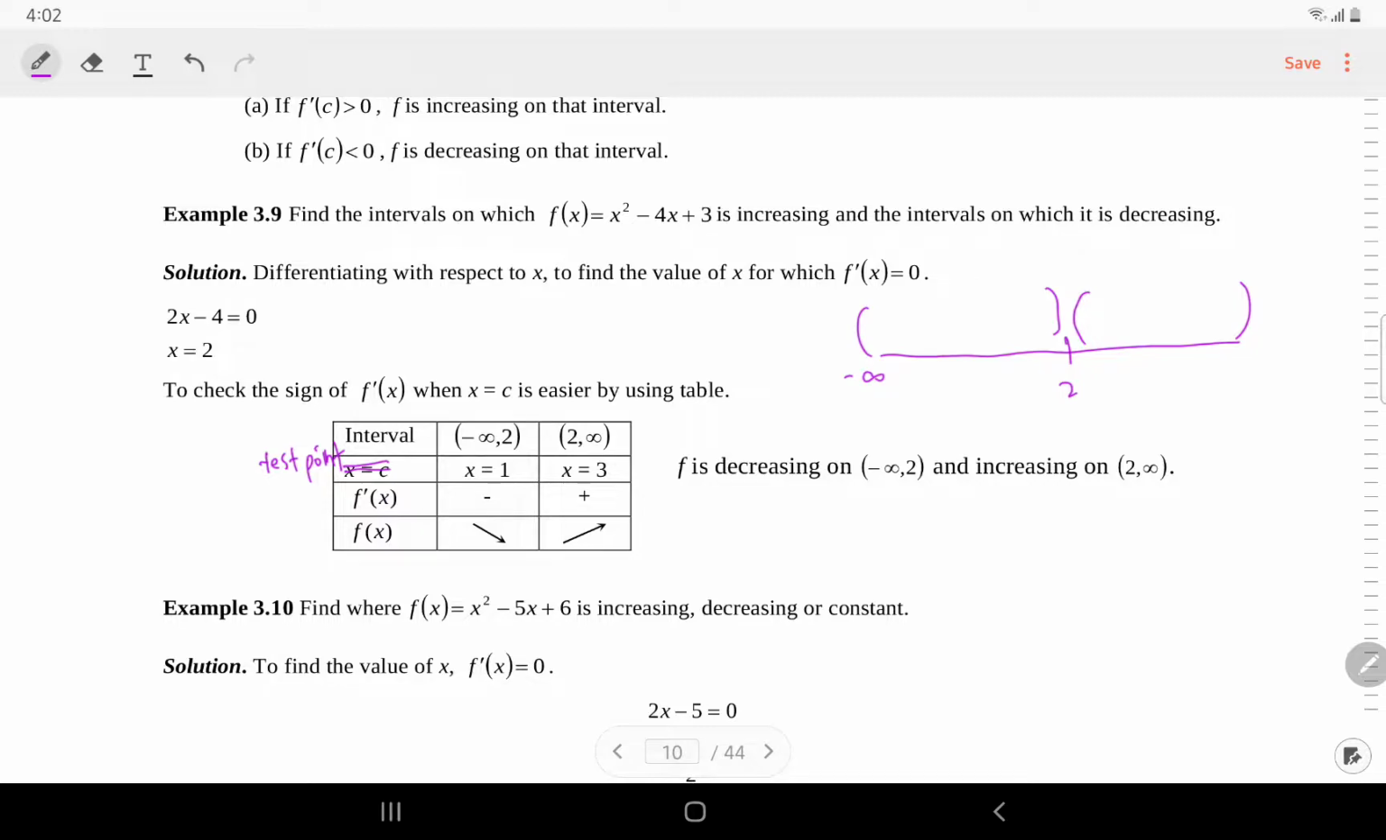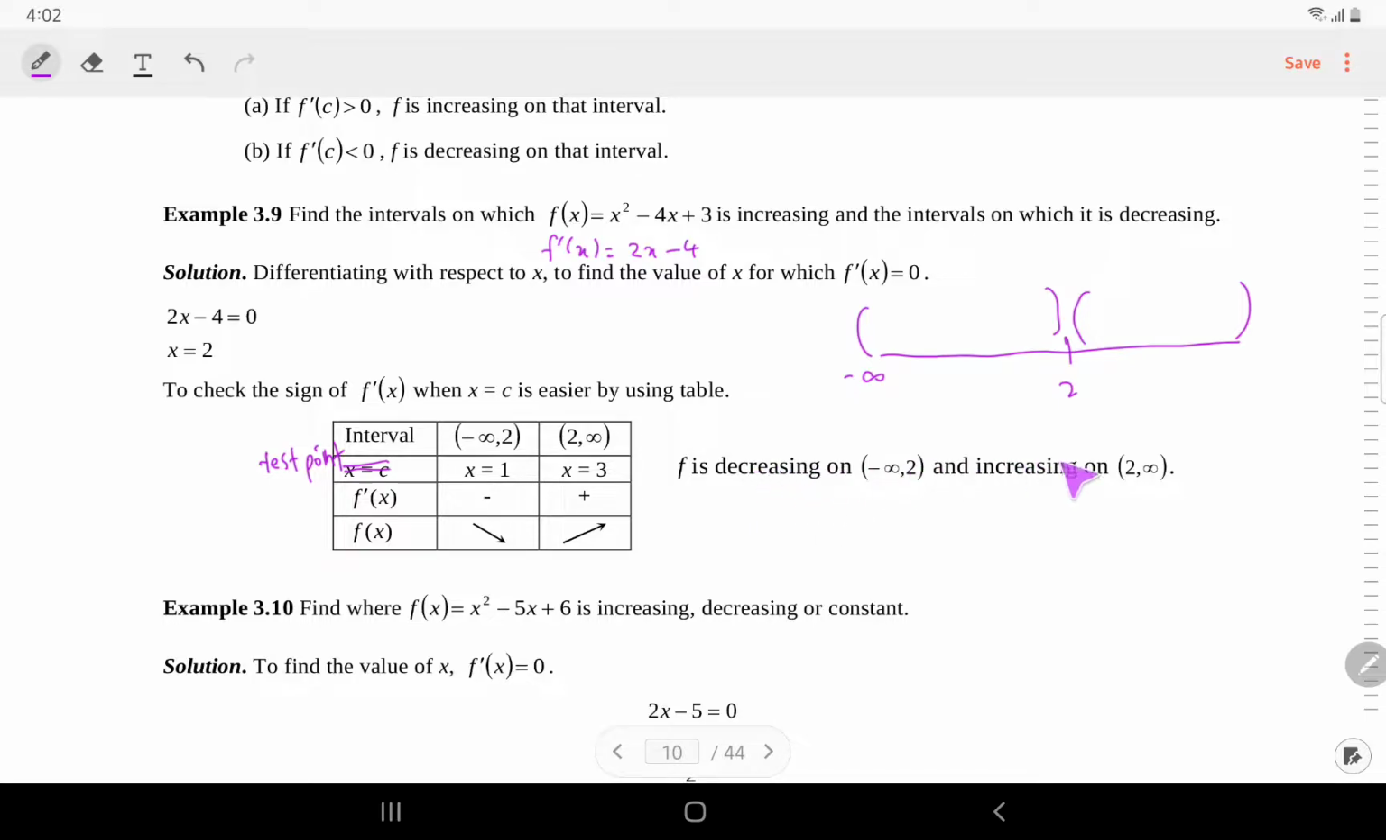So our f prime x is 2x minus 4. So x equal 1 ni masuk dalam ni. So 2 times 1 minus 4. So we will get negative 2. So negative sign. And then insert our test point, which is x equal to 3, into f prime x. So 2 times 3, it is equal to 6 minus 4, it is equal to positive 2. So positive number. So negative means decreasing, positive means increasing.